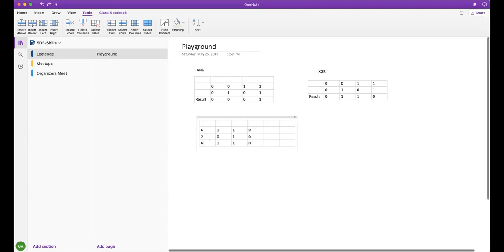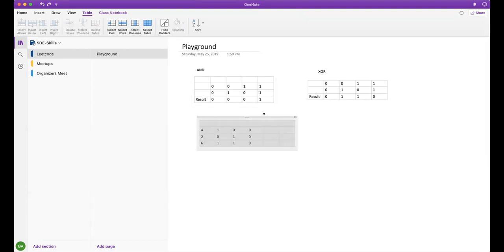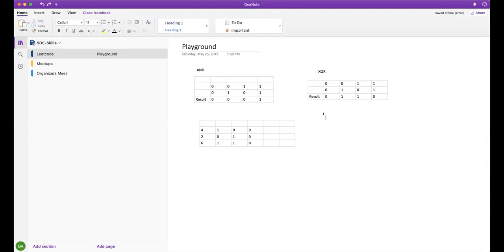I'm going to revert it to 4 and 2, the way it was. Now let's talk about, I need to insert a negative here. Give me a sec.